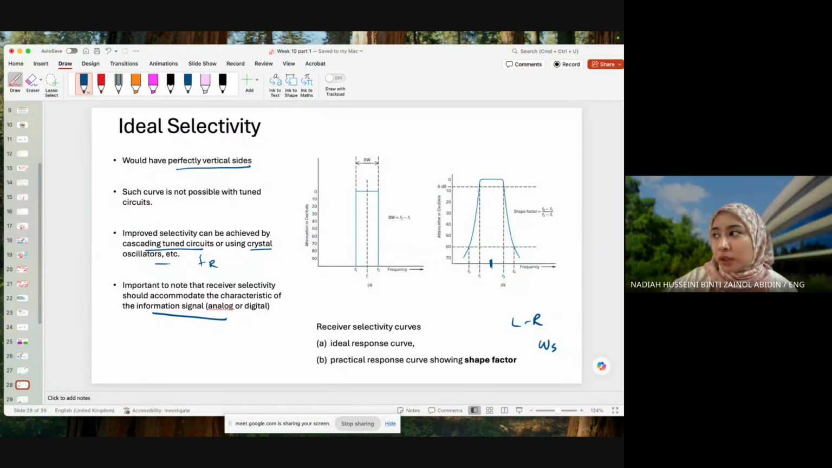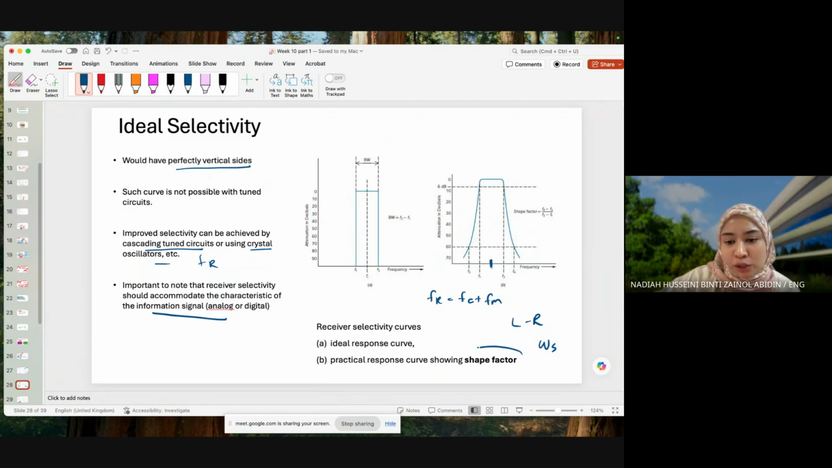Maybe you're working with FC plus FM, a single sideband. Therefore, your filter needs to be tuned at FC plus FM, your single sideband resonant frequency. So this is the ideal response, and this is the practical, real-world response.